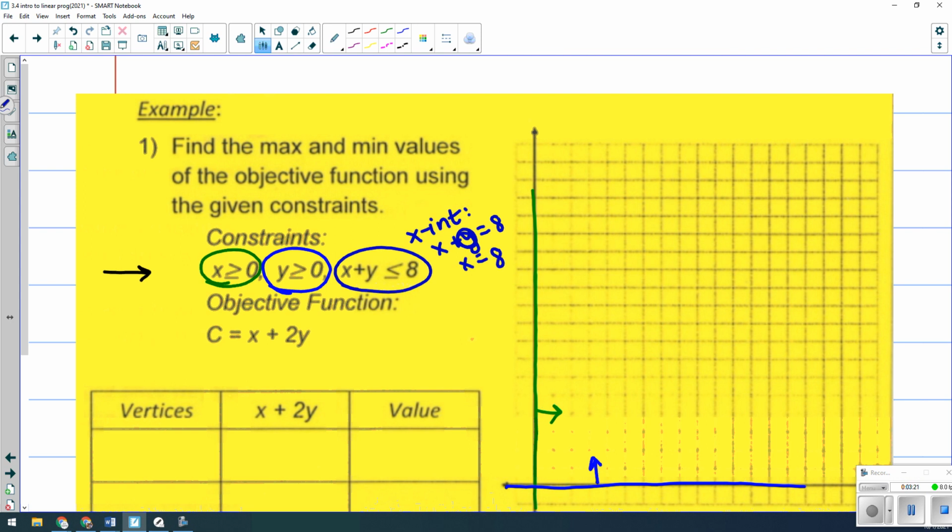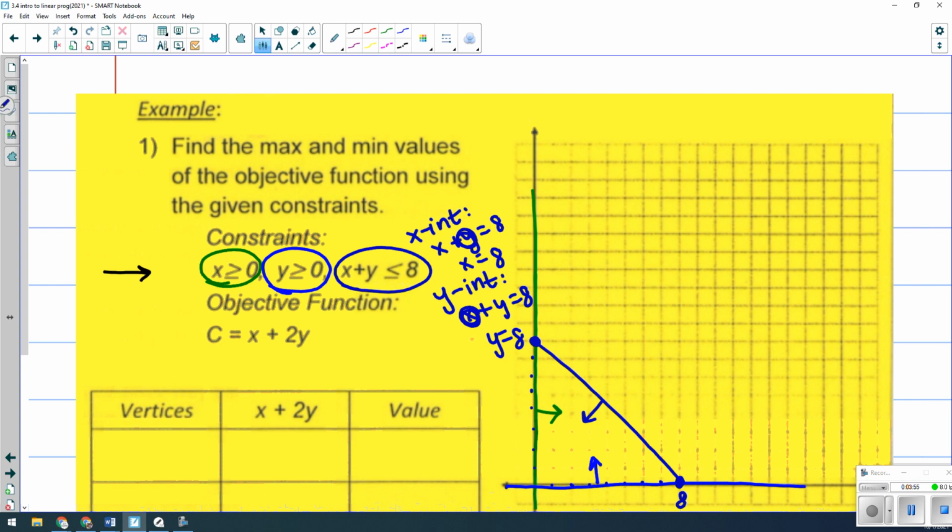So on the x-axis, here's 1, 2, 3, 4, 5, 6, 7, 8 right here. And then for my y-intercept, again, x plus y, I'm thinking of this as an equality. I'm going to zero out the x. Y is equal to 8. On the y-axis, 1, 2, 3, 4, 5, 6, 7, 8, right about there. Connect the dots with a solid line because my symbol is underlined. And then it says y is less than, so I need to shade underneath that line.